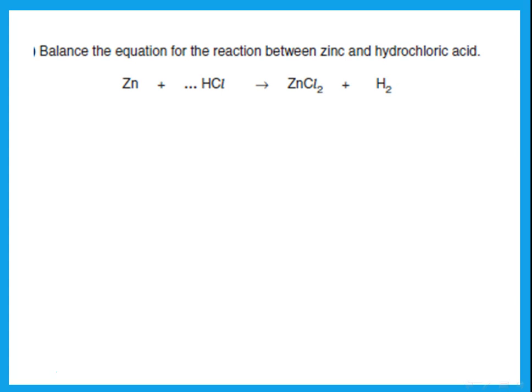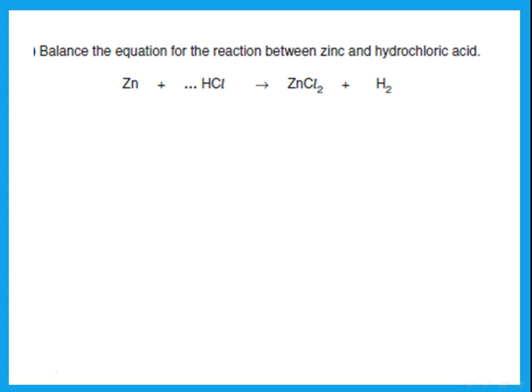Let's count hydrogens. How many hydrogens do I have before the arrow? I have only 1. How many hydrogens do I have after the arrow? After the arrow, I have an H2. That means I have 2 atoms. Now, on one side, I have 2 atoms. On the other side, I have only 1. I have to increase the one that is less. So which one has less number of atoms? The side before the arrow. So I need to increase the hydrogens on the side before the arrow.